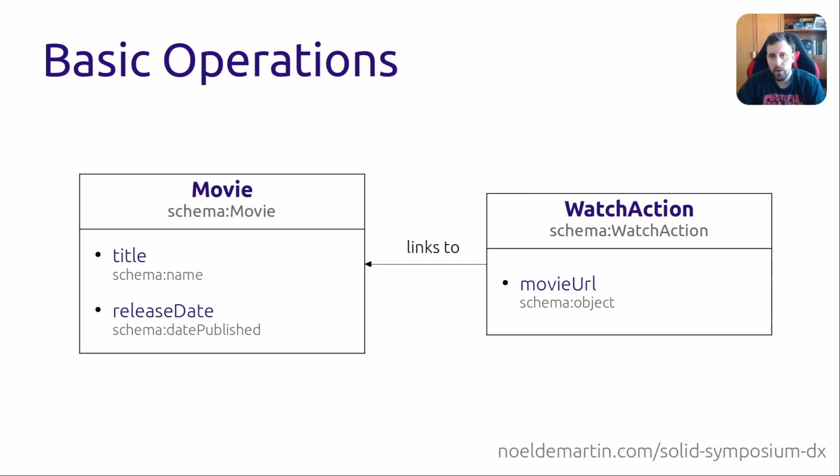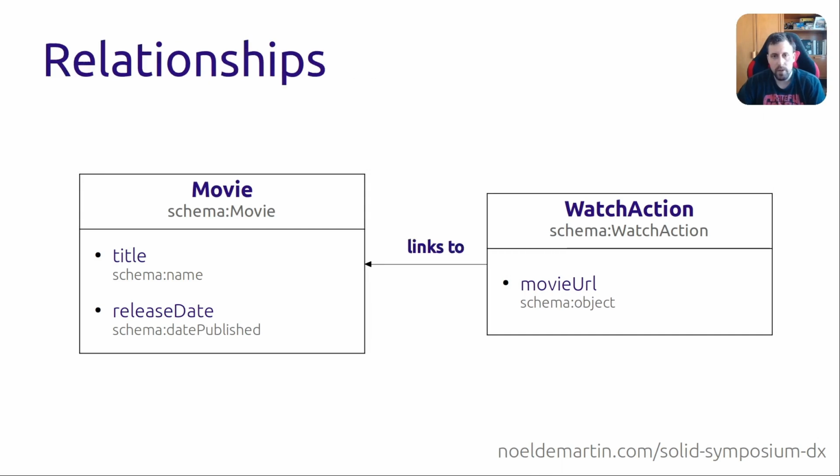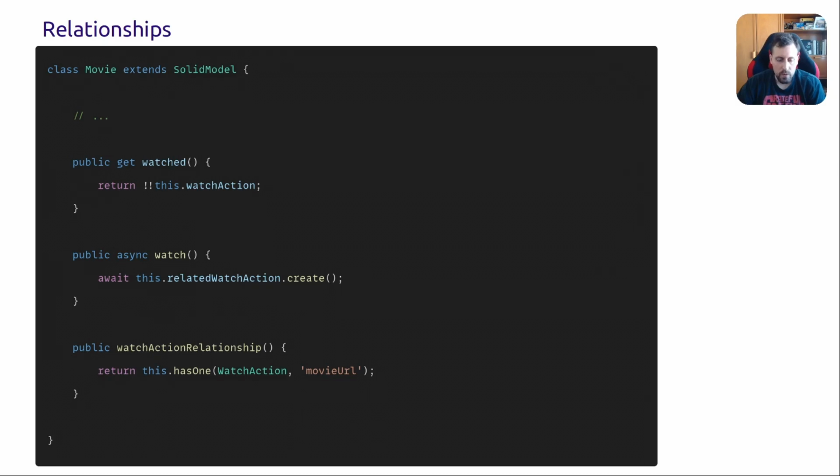However, there is still something we need to take care of, and that is the link between both instances. Of course, you could create two instances and just set the movie URL attribute to the URL of the movie, but this library comes with some things that help you do that as well. For example, you can define a method ending in the relationship name, and in this method you can indicate how different models relate to one another. In this case, we can say that a movie has one watch action, and the link between them is used in the movie URL property. Notice how we are using the terms we define in our own application, not the RDF lingo.